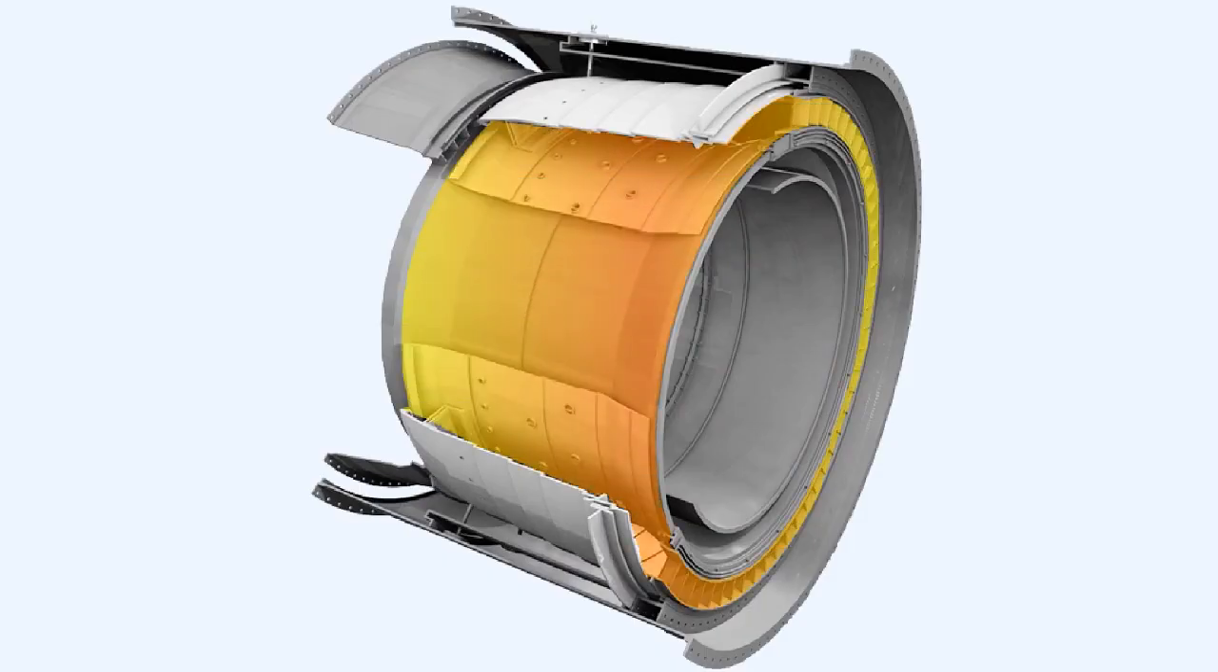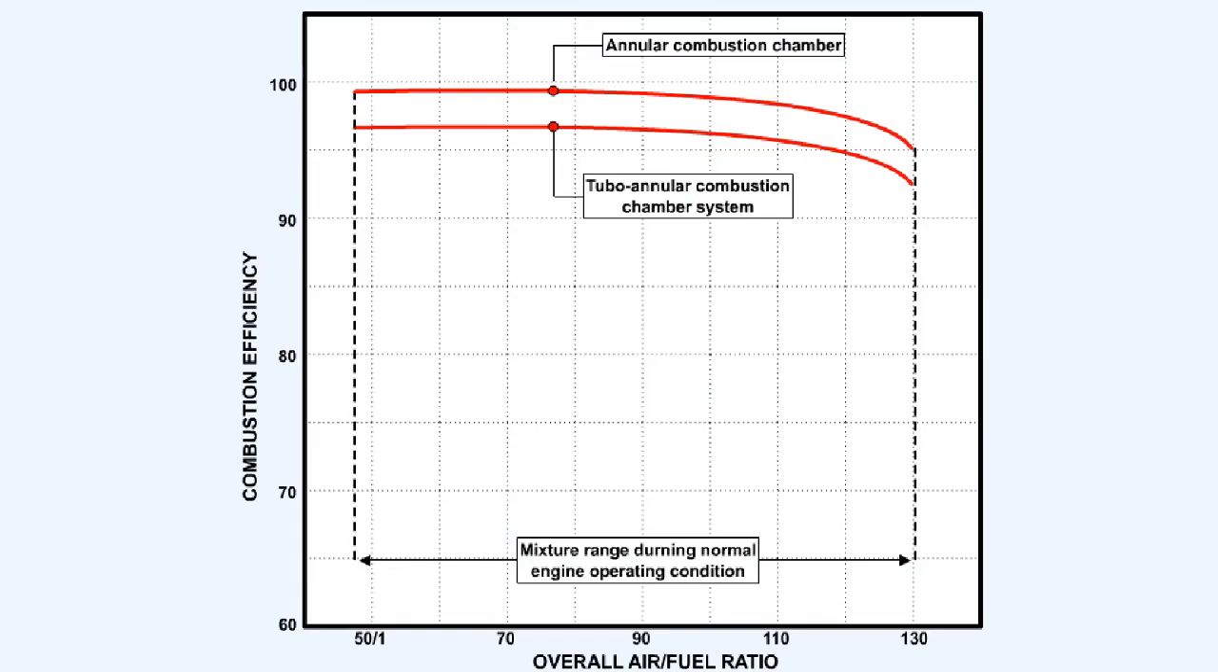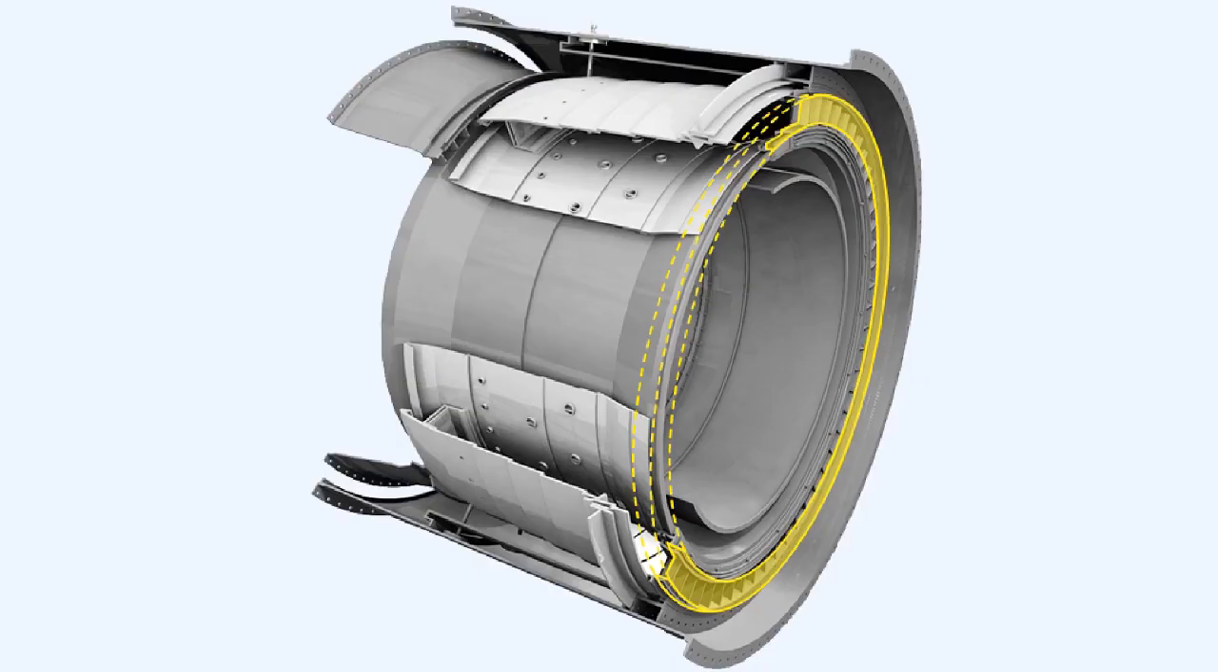There are no flame propagation problems. Compared to a tubo-annular system, the air casing area is less. Consequently, less cooling air is required. The combustion efficiency is raised to the point where unburnt fuel is virtually eliminated, allowing the oxidization of carbon monoxide to non-toxic carbon dioxide. There is a much better pressure distribution of the gases impinging on the turbine, so it has a more even load placed upon it.